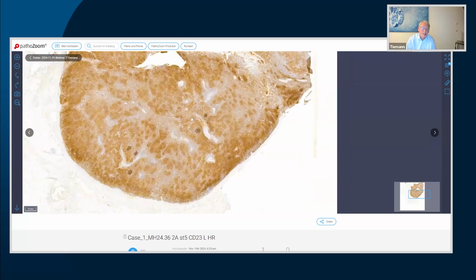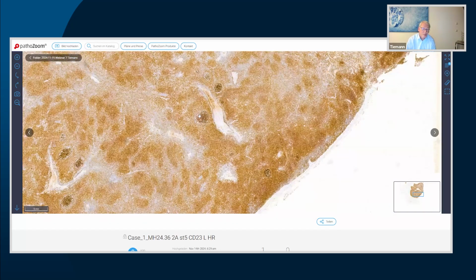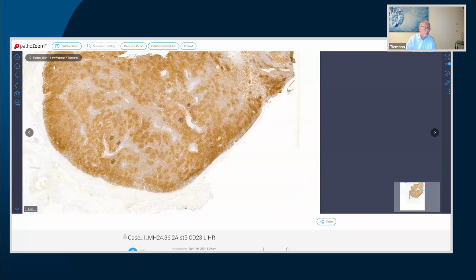And again, here is a reminiscent follicle, a pre-existing follicle, and here these are pseudofollicles. This is not a follicular lymphoma, it's a nodular growth pattern. And CD23 and CD21 are very helpful to distinguish these two nodules from each other. Okay.